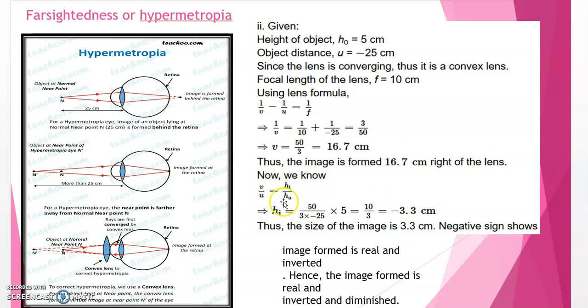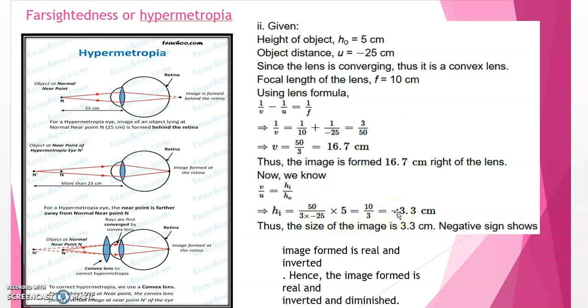Now v upon u, I already said, is connected to the height of the image and the height of the object. You have to find the height of the image. So height of the image will be what? v upon u into HO. What is v? v is 50 upon 3. What is u? u is minus 25. And what is the height of the object? 5. So if you solve this, you will get 3.3. You will get this answer.